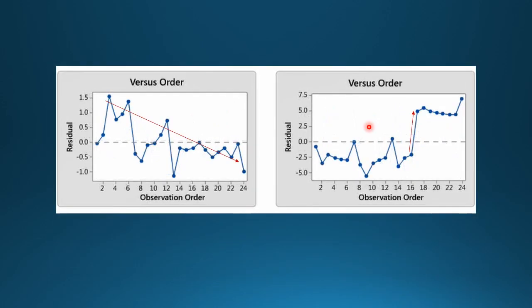These two plots, however, display detectable patterns. This plot indicates that the residuals may not be independent. The points are gradually decreasing over time, and this plot also exhibits a problem. There seems to be an abrupt shift in the residual values. If we detect patterns in the residuals versus order plot, we should determine the cause. Possible causes are the omission of an important variable or problems during data collection.